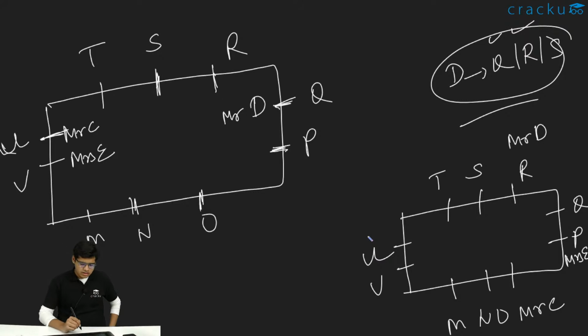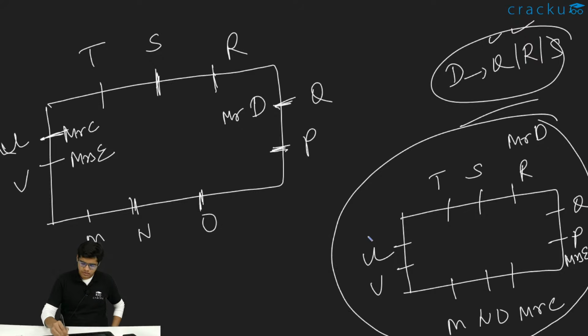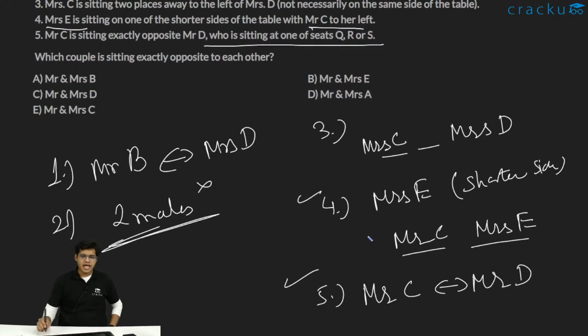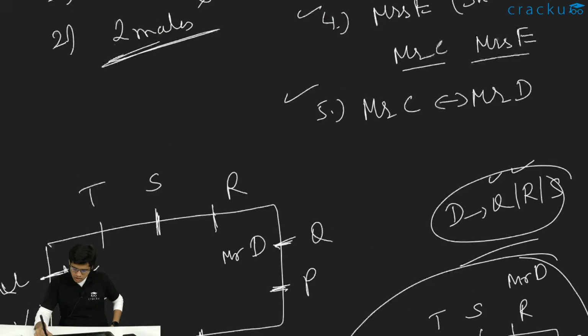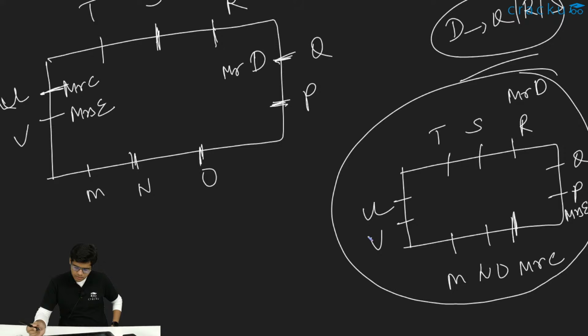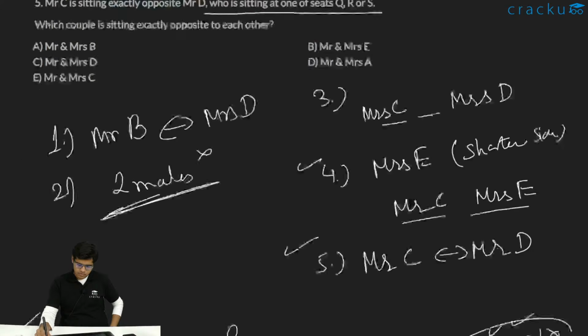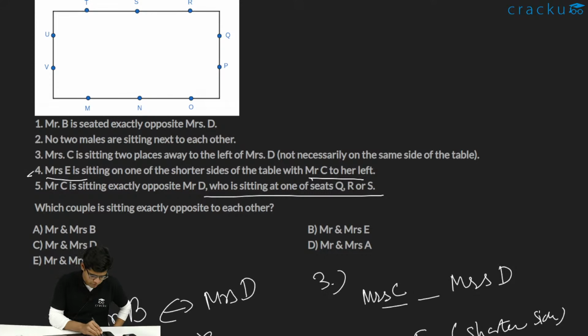Now, this case is not valid. The reason being, it is given two males can't sit next to each other, means the arrangement has to be male, female, male, female, male, female, like this. Now, if it is male person over here, this is female, then this person sitting at Q has to be male. If this is male, R, the person sitting at R is also male. So this is violating this condition. So we can eliminate this case. The only case we are left with is this case, right? Okay. So 4 and 5 we have used.